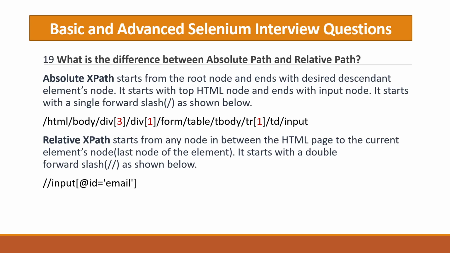Whereas with relative XPath, we can take any area from that particular XPath. It starts from any node in between in the HTML page to the current element's node. The last node of the element we can also consider here. It starts with a double forward slash, as shown below.